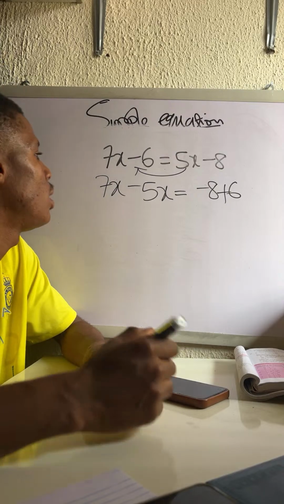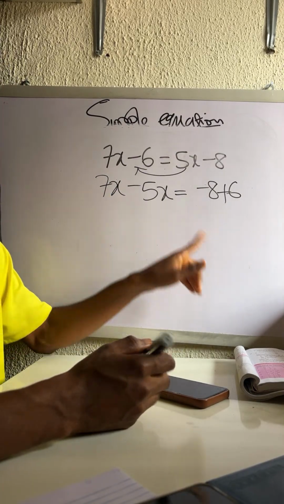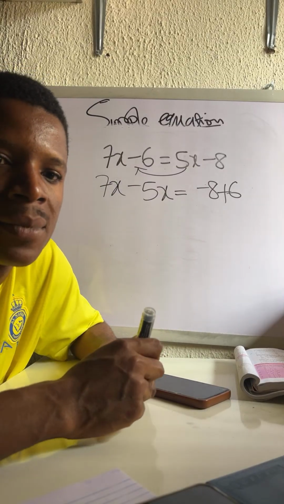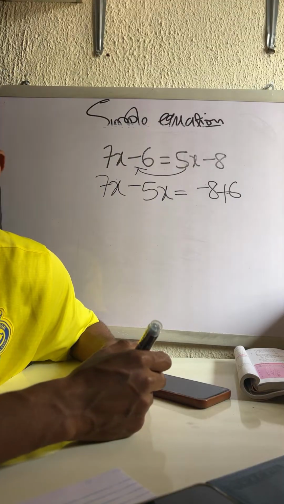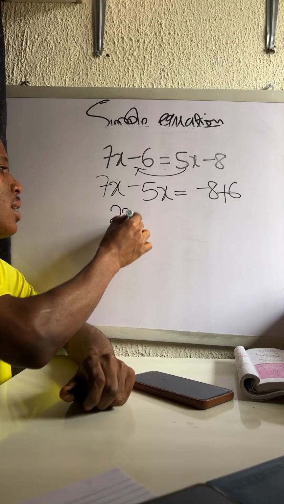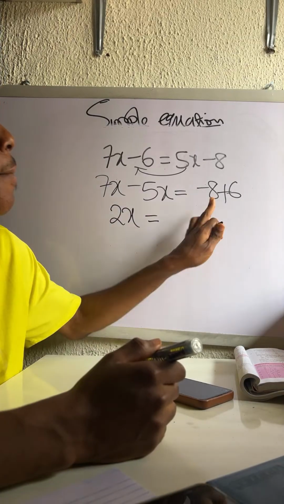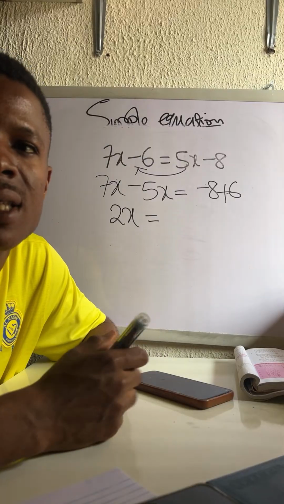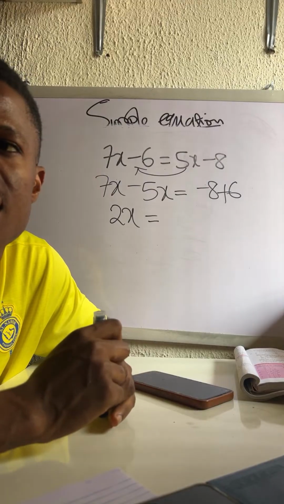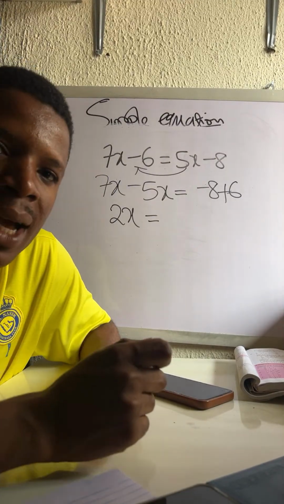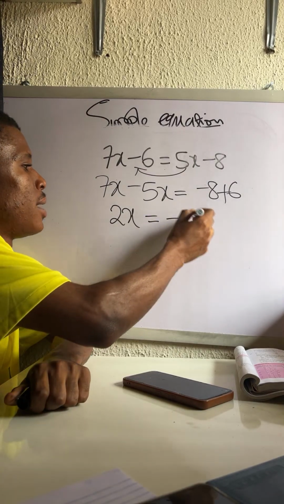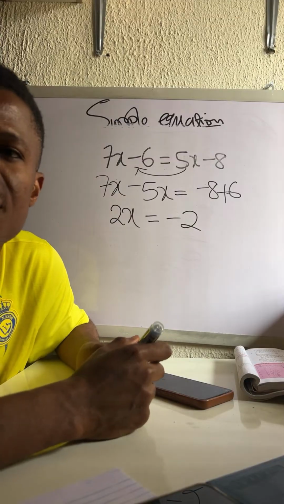So what is 7x minus 5x? 7x minus 5x is 2x. And that equals minus 8 plus 2. What's minus 8 plus 2? Minus 6. Then to get the value of x, what do we do?